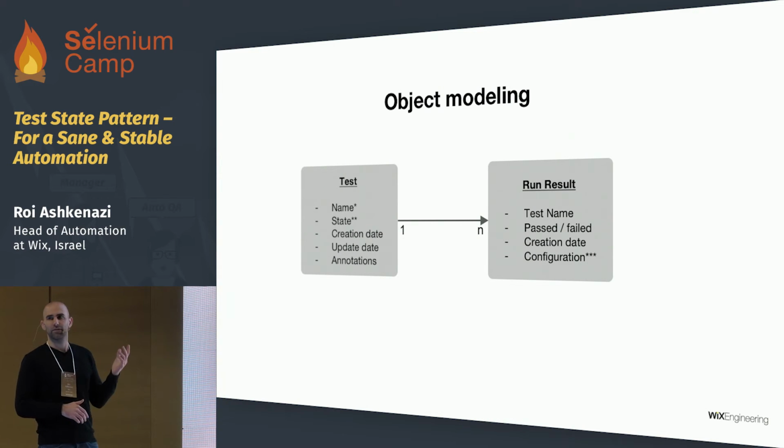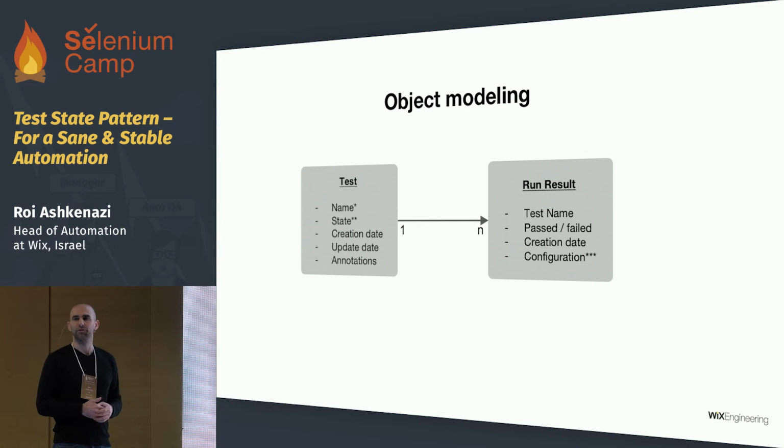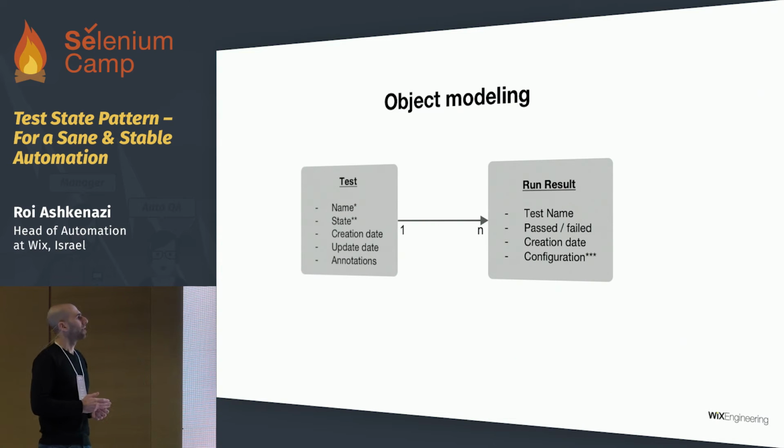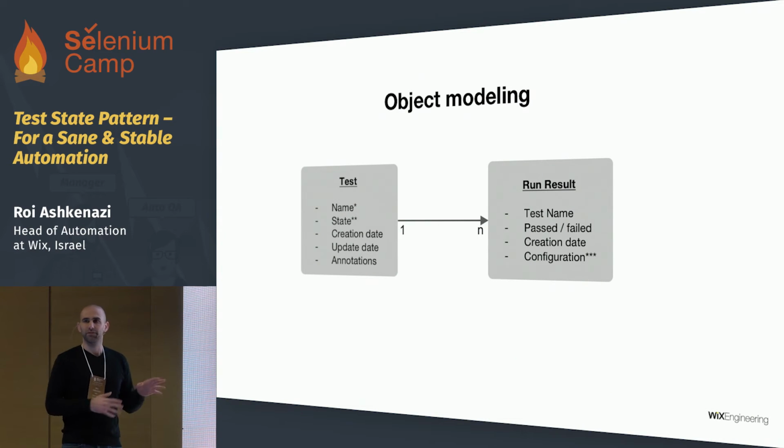And every test has, of course, its state, which can be stable, beta, failed beta, flaky, or superstable. Creation and update date, and the different annotations. And the most important part is that we have a test entity, and we also have a run result entity, and of course, every test has a lot of run results, multiple, thousands, or even more.